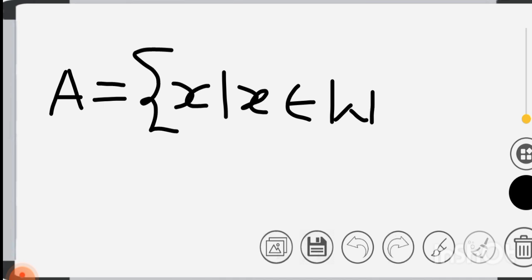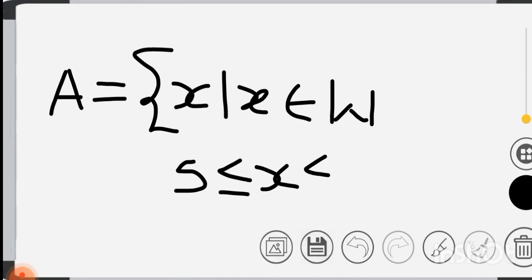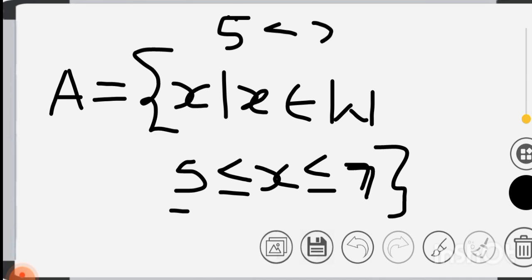It's very, very important. Then I want to write that x is between 5 and 7. I'll just say 5 is less than or equal to x, and x is less than or equal to 7. This means x is between 5 and 7, and both 5 and 7 are involved because of the equal to sign. If I say 5 is less than x, it means x is greater than 5. If I say 5 is less than or equal to x, it means x is greater than or equal to 5. That's another way to write it.